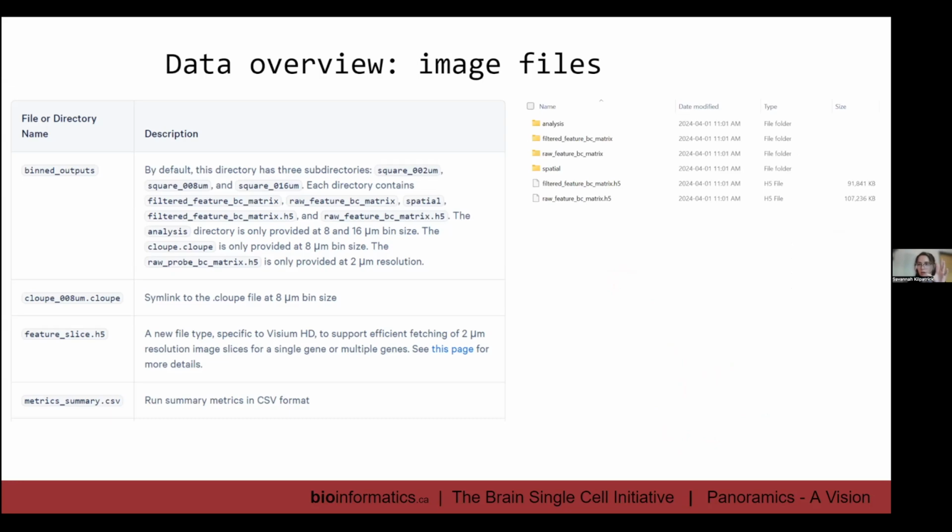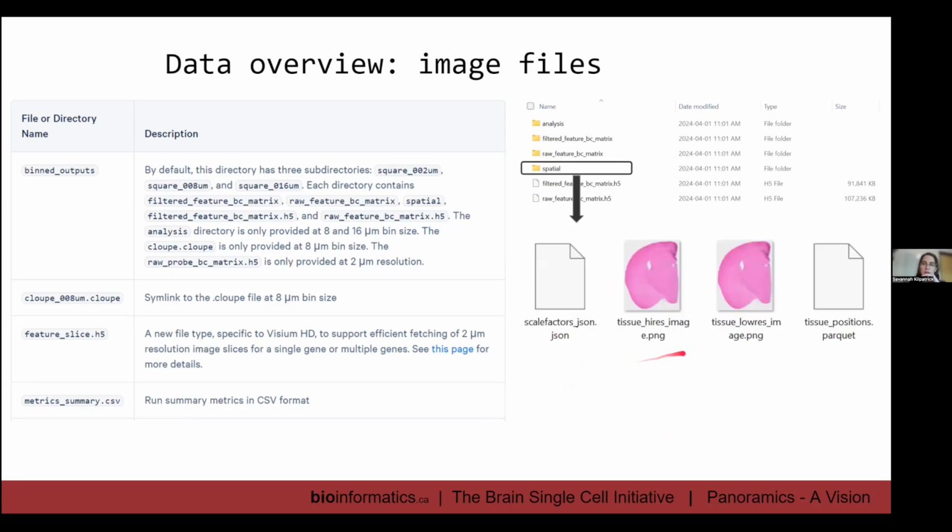But what else is in this file folder? There's also some really important spatial features, folders and files. Shown in the pink here are just your low and high res microscopy images. This is what's going to be aligned to your CytAssist image.